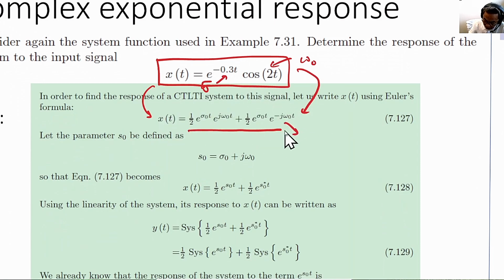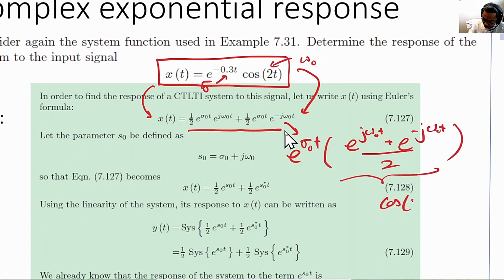Now let's study this expression carefully. e^(sigma naught t) multiplied by (e^(j omega naught t) plus e^(-j omega naught t)) divided by 2. So this is the cosine 2t, and therefore now we understand that this half and this half came from this expression over here through Euler's formula.